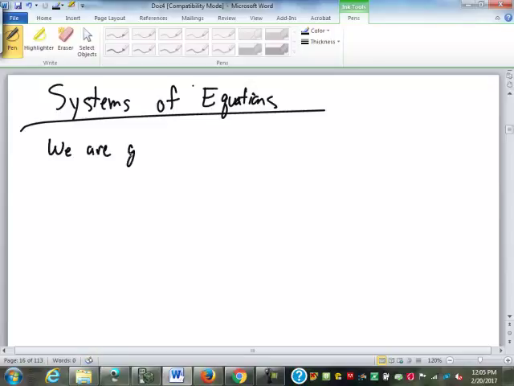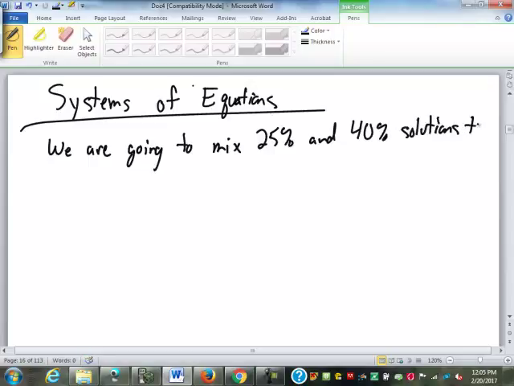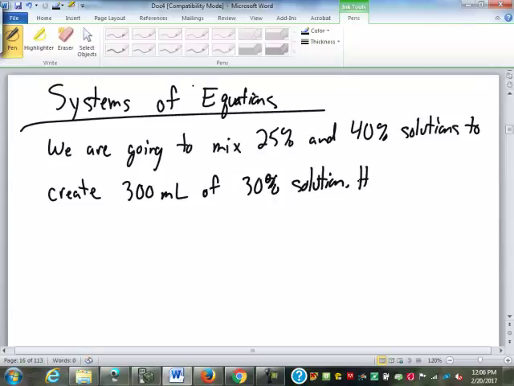But let's say that we are going to mix 25% and 40% solutions to create 30%. Oh, let's do this. To create 300 milliliters of 30% solution. How much of each, now I'm referring to the 25 and 40% here, would we need to mix?